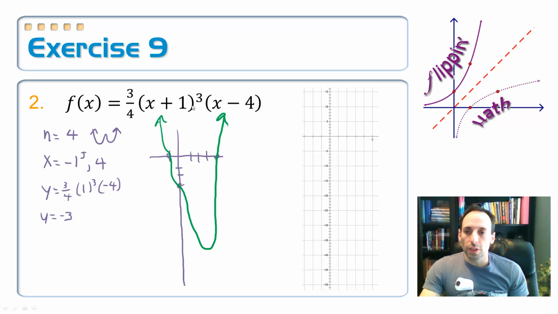It's got a multiplicity of 3. And then my other one is at 4. Found my y-intercept by plugging in 0, and it was at -3.